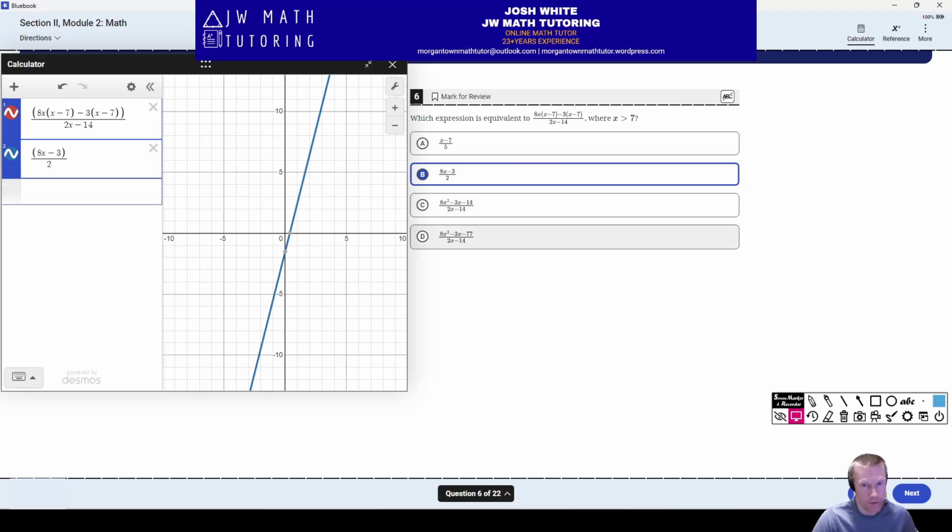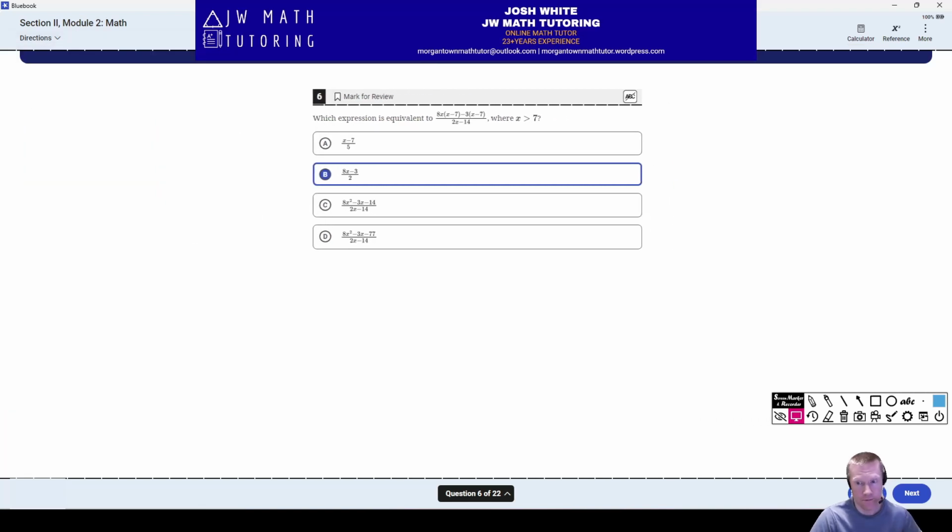You can try C and D. I'm not going to spend time doing them here, but just so you know, if you type them in, you will see that they do not match the original expression in the problem.